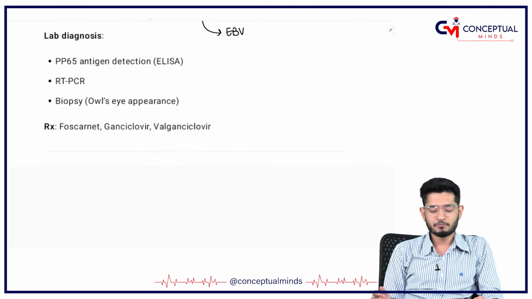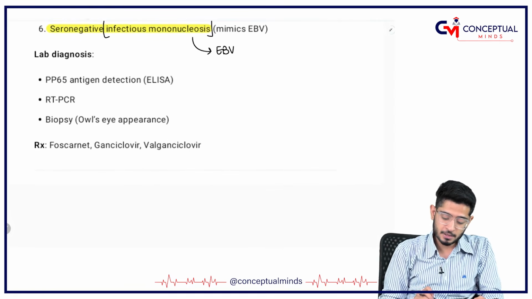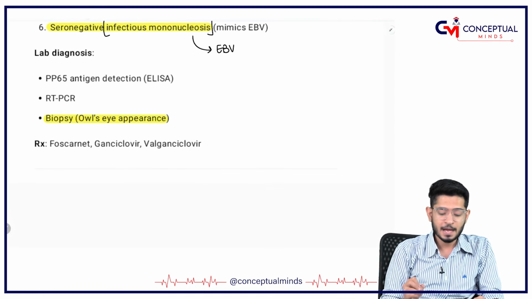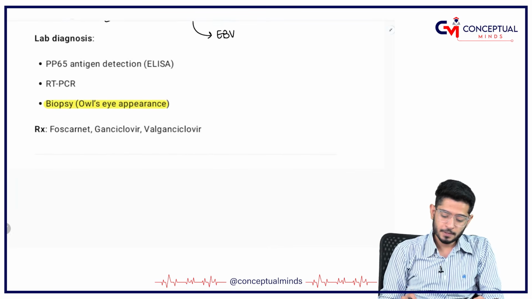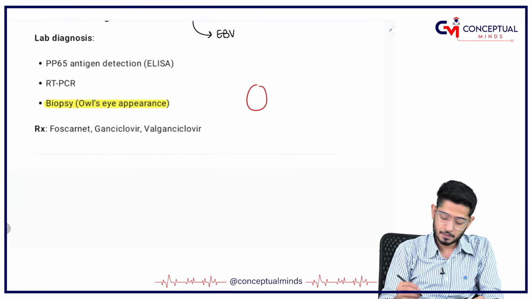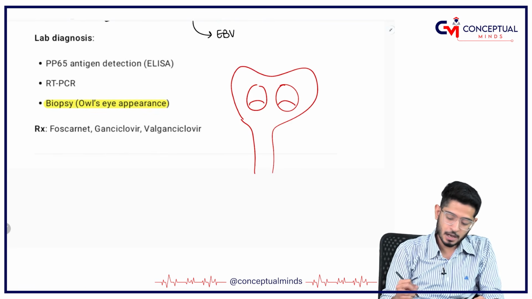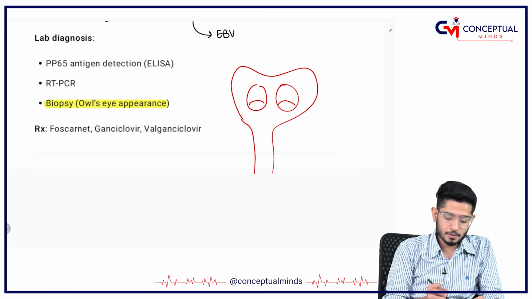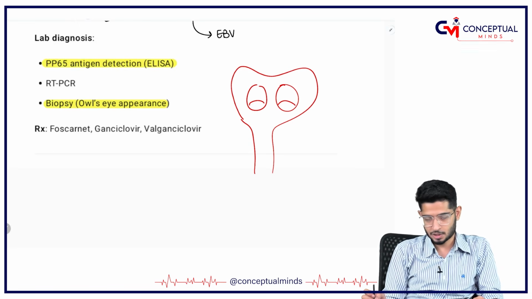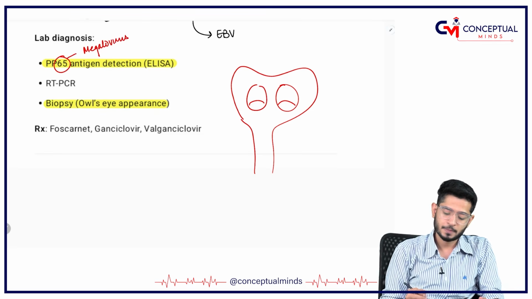How will you diagnose CMV? In order to diagnose CMV, please remember the biopsy has owl eye appearance. If I just draw it for you, see here, one eye, second eye, just like this. So, it has owl eye appearance, and you can also diagnose it by PP65 antigen detection. PP65, treat 65 as a very big number, so it is there in the cytomegalovirus.